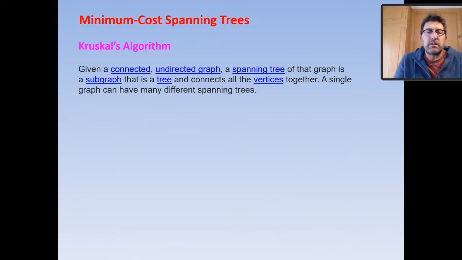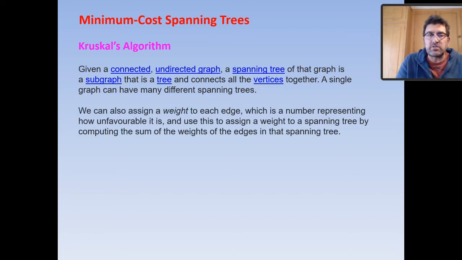Okay, so given a connected, that's one thing that we must have, is a connected undirected graph. A spanning tree of that graph is a subgraph that is a tree and connects all the vertices together. A single graph can have many different spanning trees.